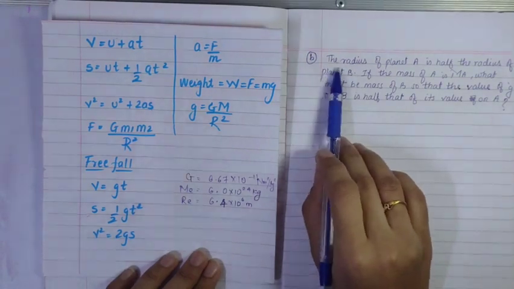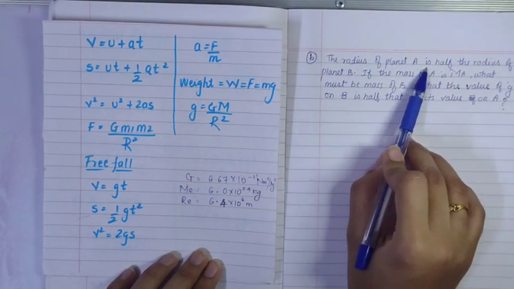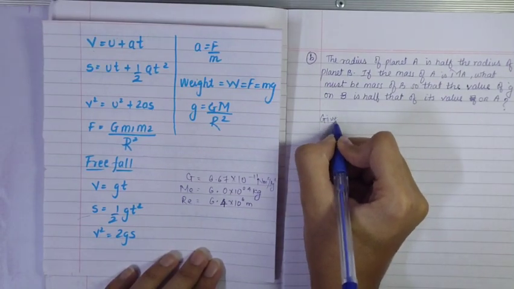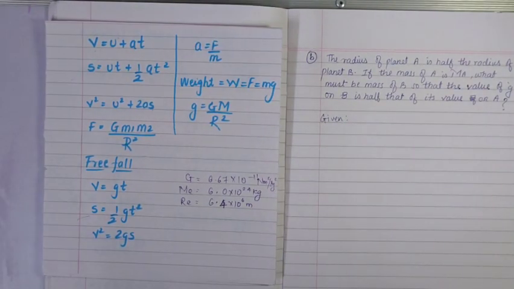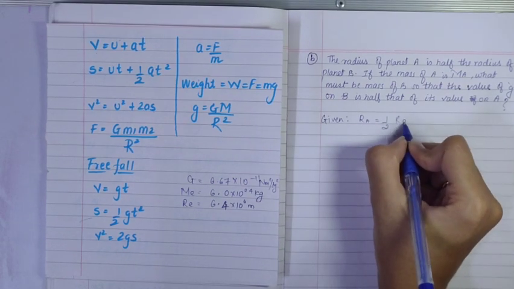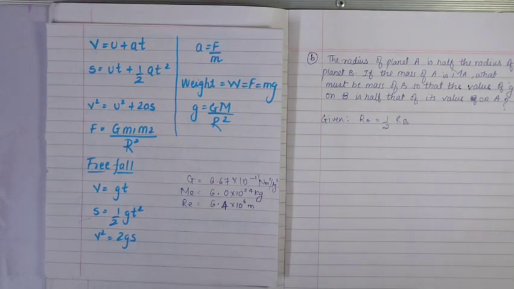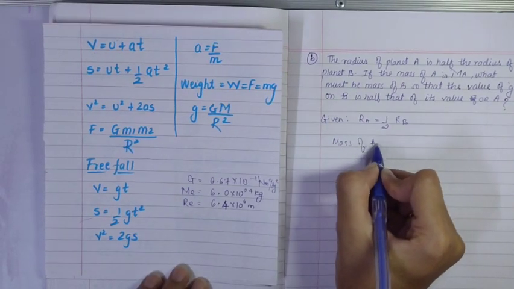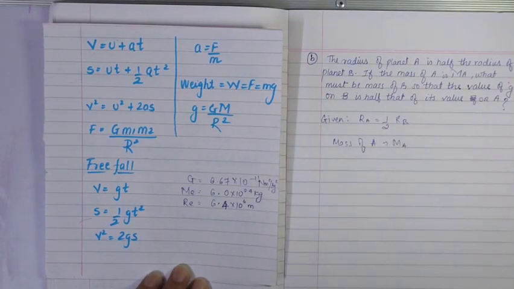Second, the radius of the planet A is half the radius of planet B. So let's start writing what is given first. So radius of planet A is half the radius of planet B. If the mass is MA, so the given mass of A is MA. Next, what must be the mass of B?